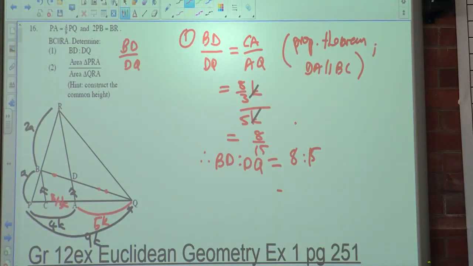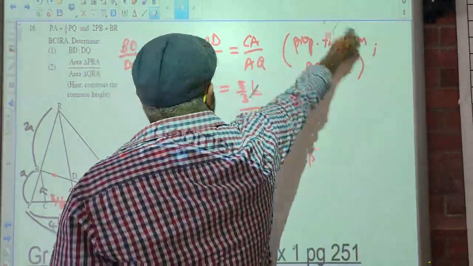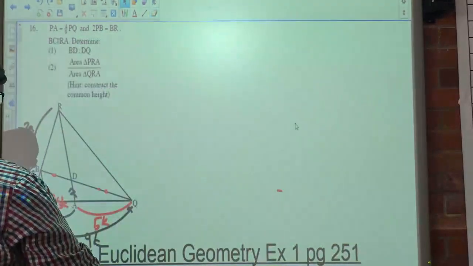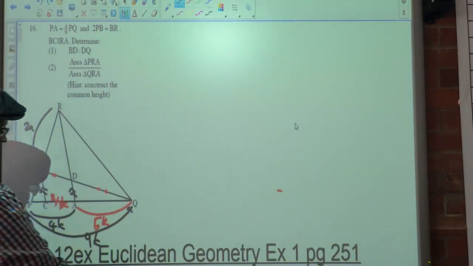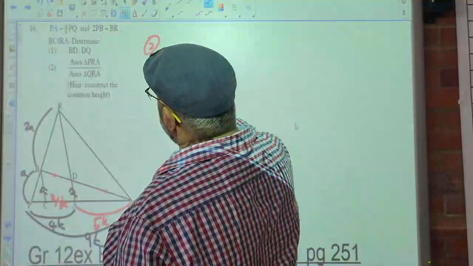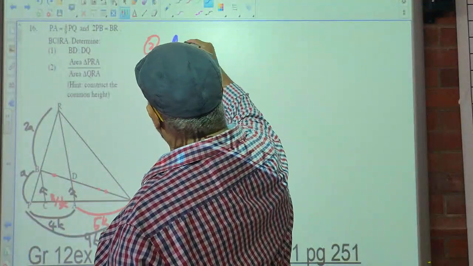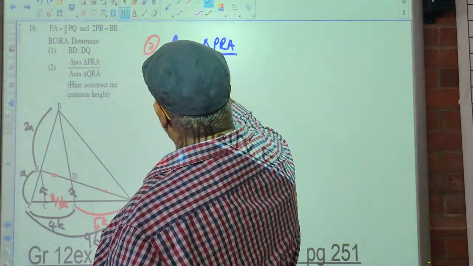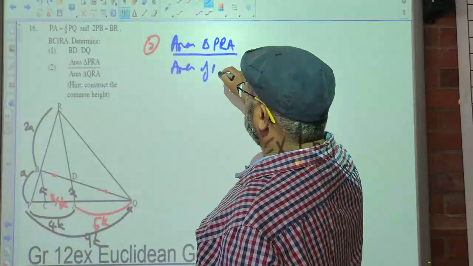Okay. You guys understand? Now, this question here, number 2, says determine the area of triangle PRA over the area of triangle QRA.